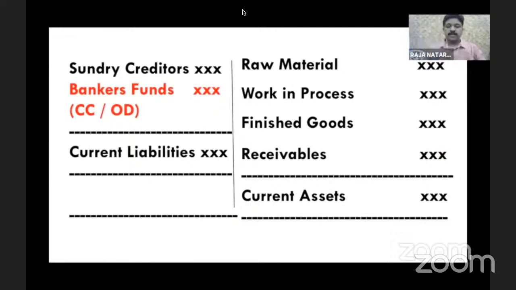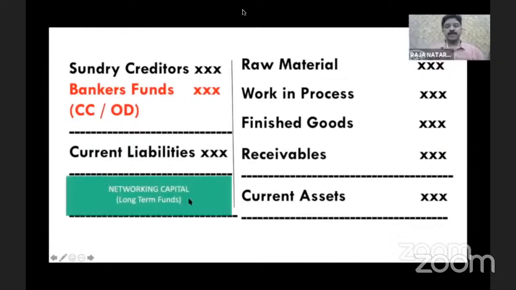Very good. Promoters, the borrower, have to fund this gap by bringing suitable long-term funds. Technically, we call that net working capital. Net working capital is nothing but the difference between current assets and current liabilities. That portion has to be funded by the promoters by bringing adequate long-term funds. So technically, we call it net working capital.